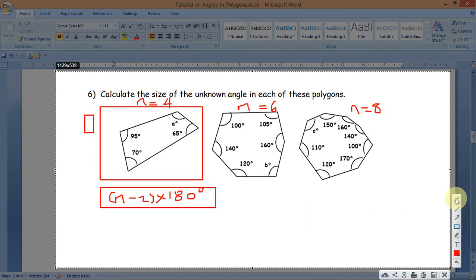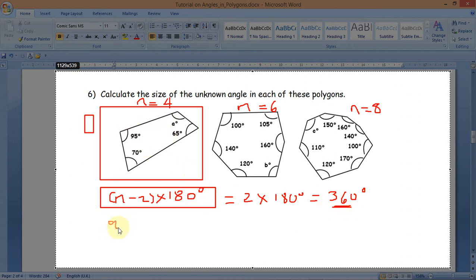Next, you now work with this. When you sum this, it should equal this. Let me just complete this task. 4 minus 2 is 2. 2 times 180 is 360. So guys, the same way, go ahead and substitute the value of n when n is 6, when n is 8, and get the corresponding interior sum. So this is 360 now. By implication, when I sum all these angles here, it should be equal to 360.